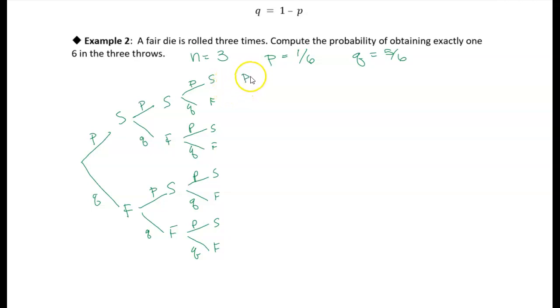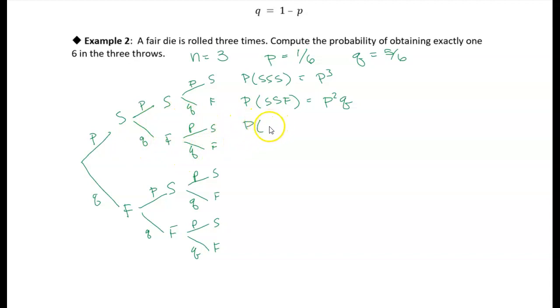So the probability of success, again defining success to be a 6, so this is really 3 sixes in a row, is just going to be P times P times P, so P cubed. Success, success, failure would be 2 sixes and something that's not a 6, which would be P squared Q. I'm just multiplying these probabilities along the branches of the tree, just like we've done before.